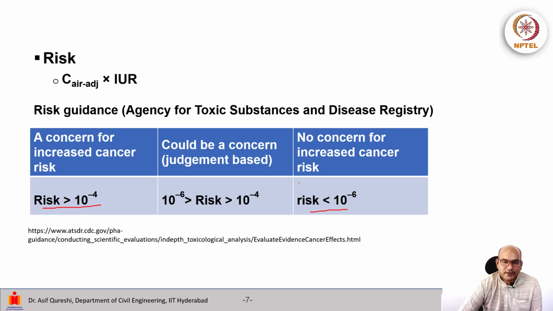As a reference, it is given: no concern for increased cancer risk if the risk is less than 10 to the power minus 6. There is a concern if the risk is greater than 10 to the power minus 4, and there could be a concern if the risk is between these two values. So this is again a judgment-based decision, which number do I say is of concern to me.